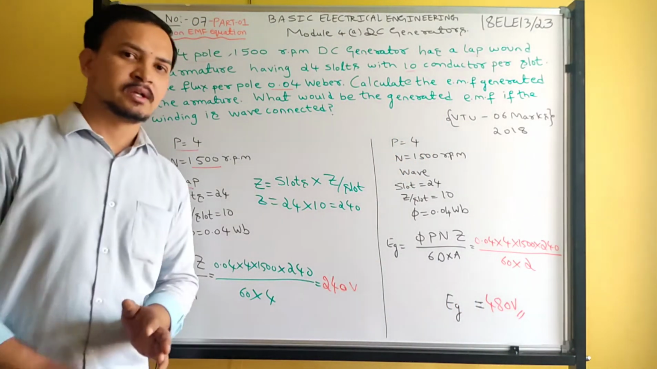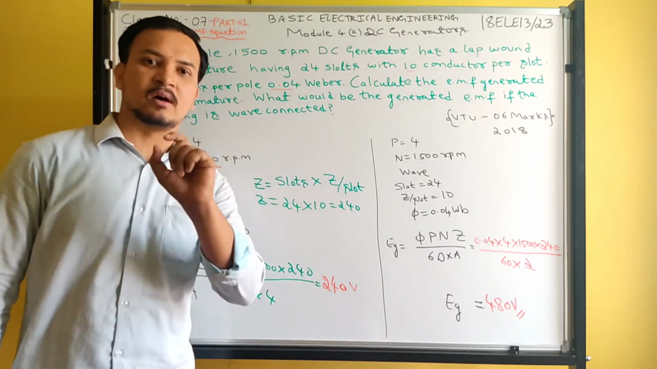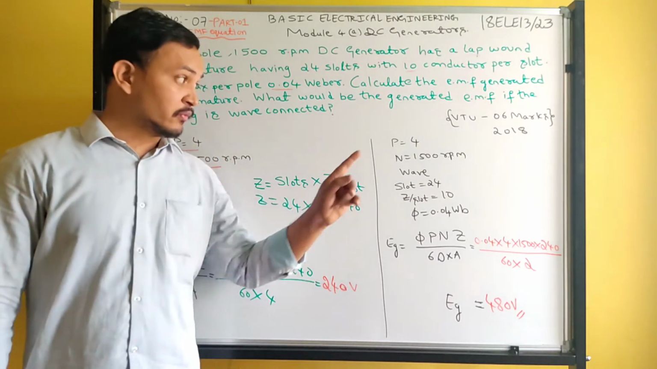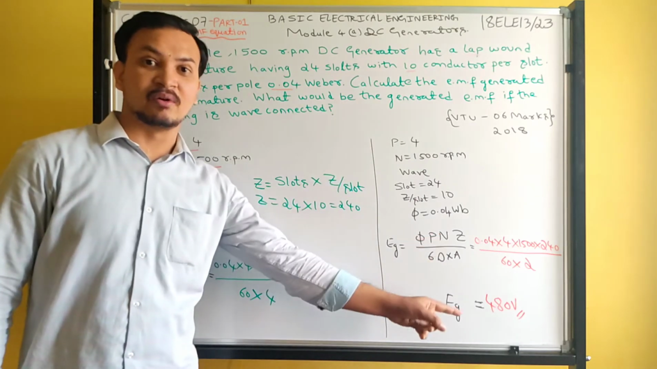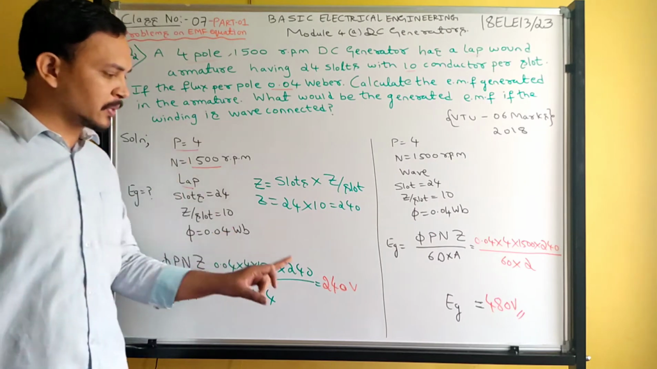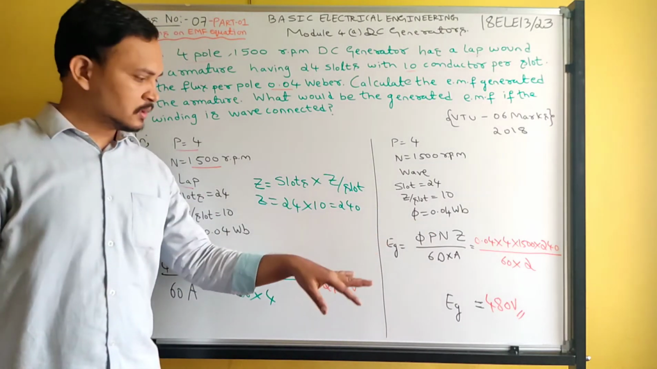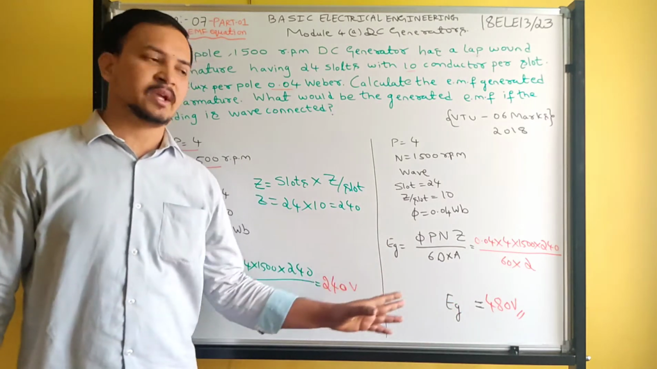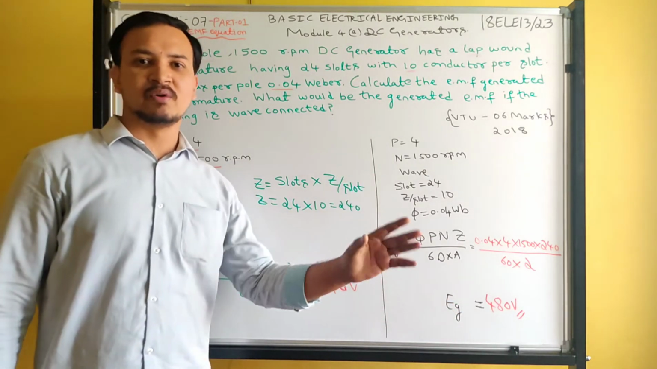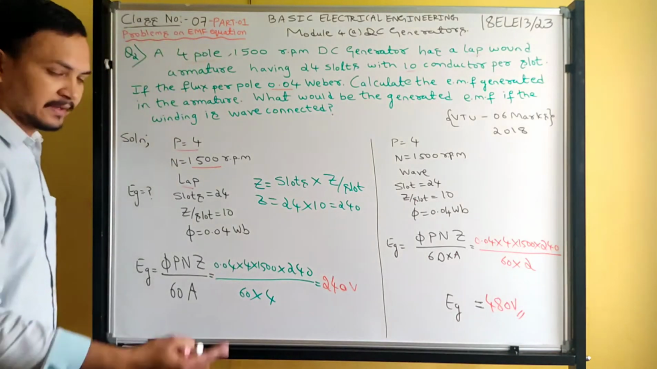480 volts. See, that's why in the comparison between lap and wave winding, I gave one important point: wave winding is suitable for high voltage. All data is the same. If the machine is lap connected, we got 240 volts. If I connect in wave fashion, I got more voltage. So that's why wave winding is used for high voltage applications. Got it? So pause the video and then copy it up.